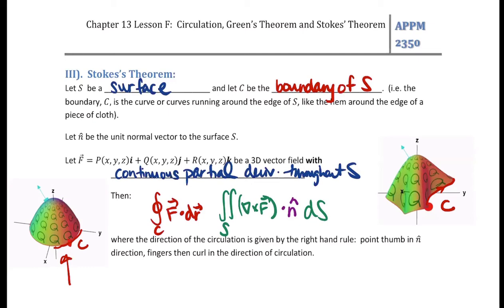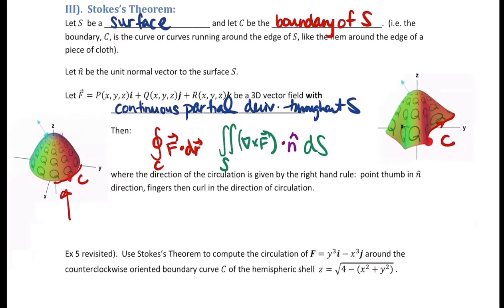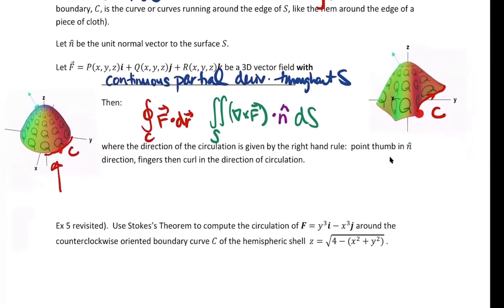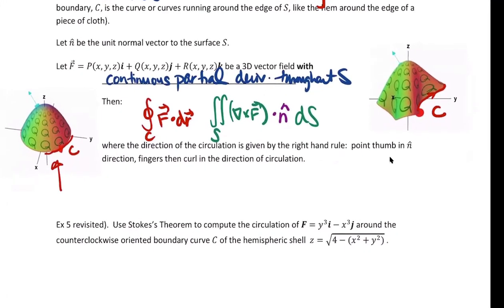So let's revisit this problem that we just did in example 5. Let's compute the circulation of the same vector field, F, around the boundary of this hemisphere. And so I want you to notice the previous problem that we just did.